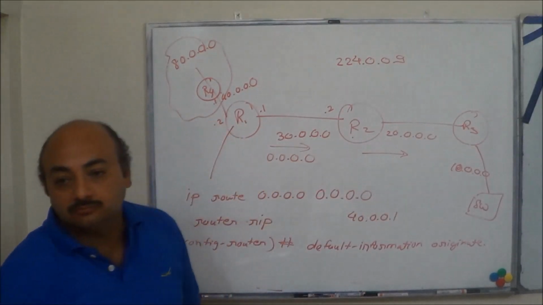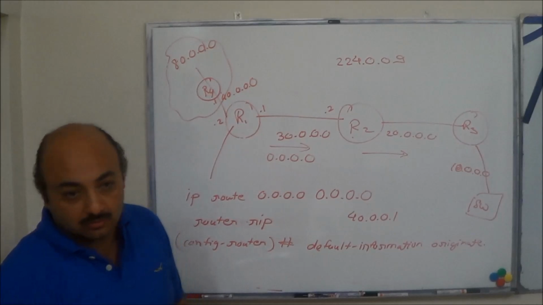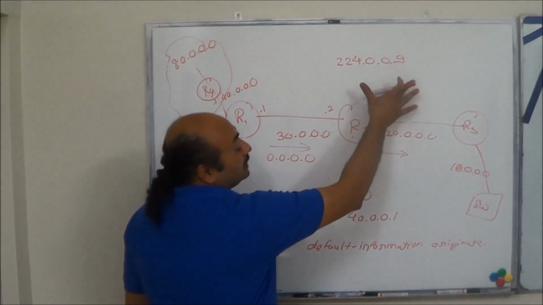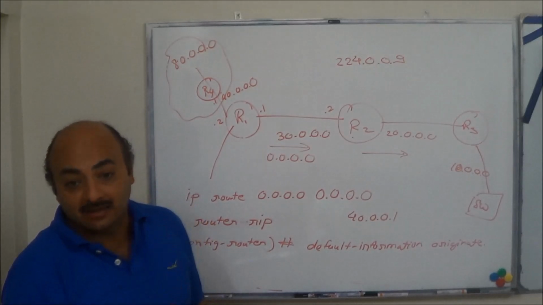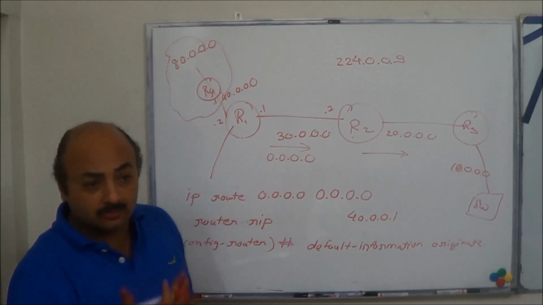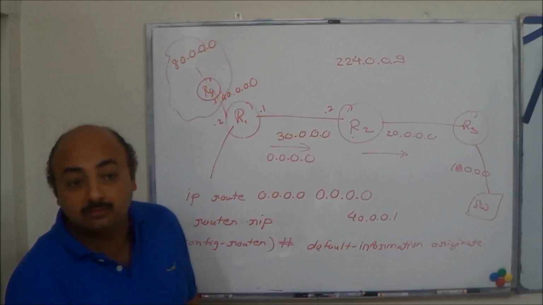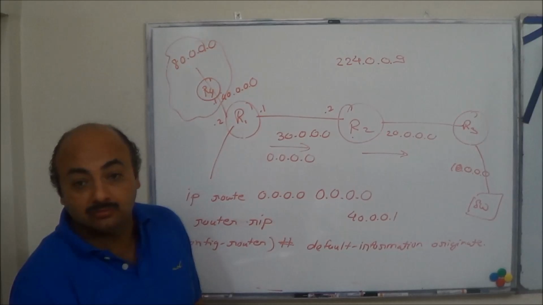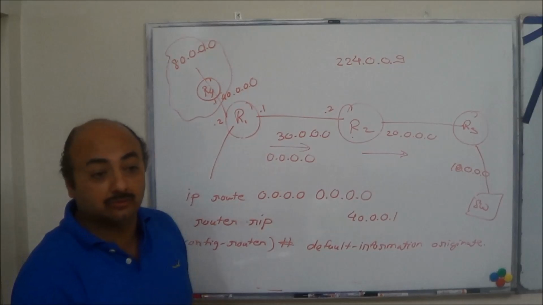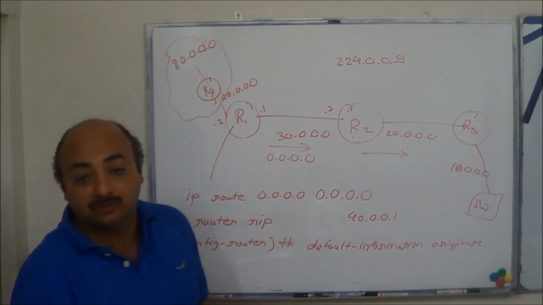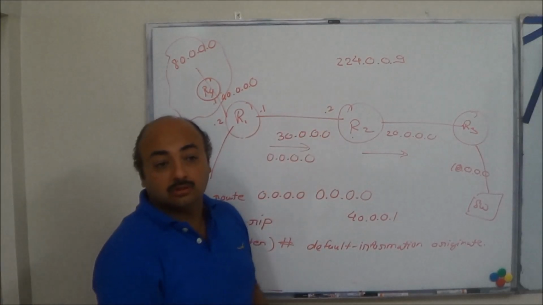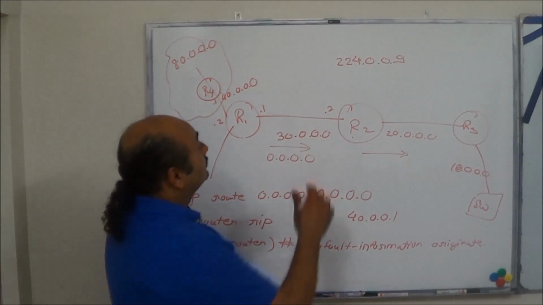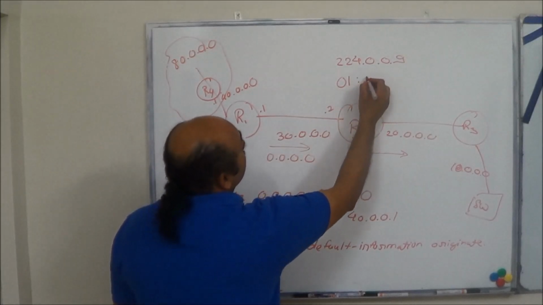So what multicast address does it use at layer 3? It uses 224.0.0.9. For now, you only need to remember this. It's a class D address. Class A is 0 to 127, class B is 128 to 191, class C is 192 to 223, and class D is 224 to 239. So it's a multicast address. Further, the MAC address used is also a multicast MAC address.